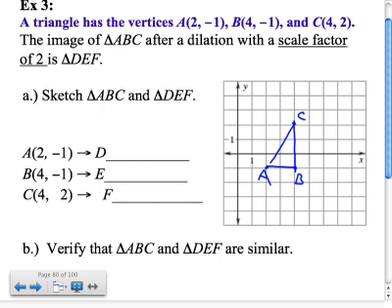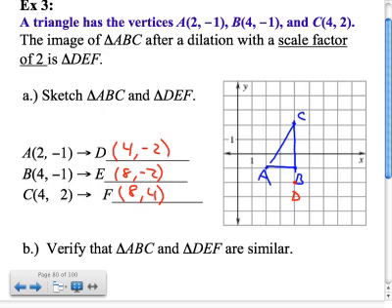And my new one now, okay, again, scale factor is 2, so D is going to be the point (4, -2). E is the point (8, -2), and F is the point (8, 4). All right, so I plot those points. 4, -2: 1, 2, 3, 4, -2. That's going to be D.